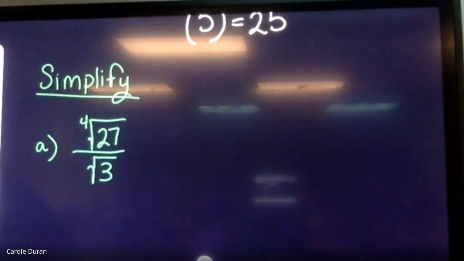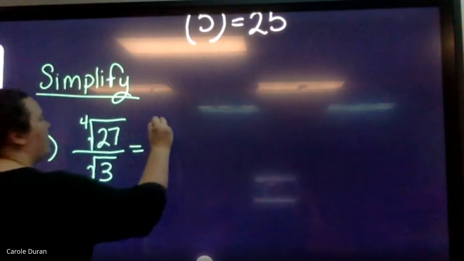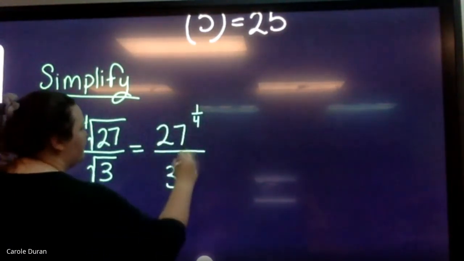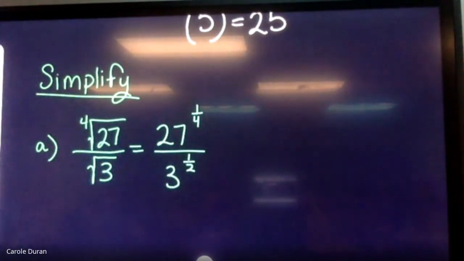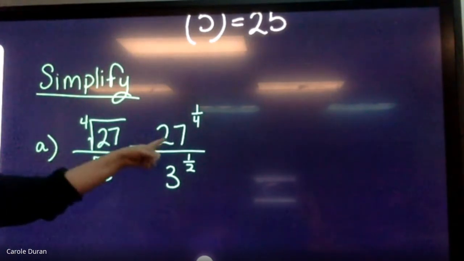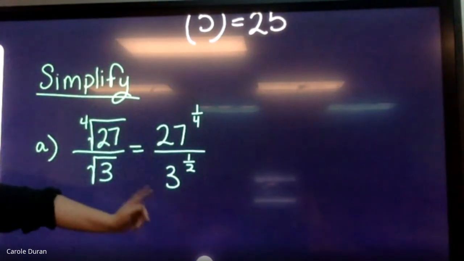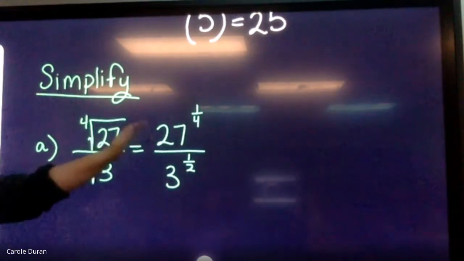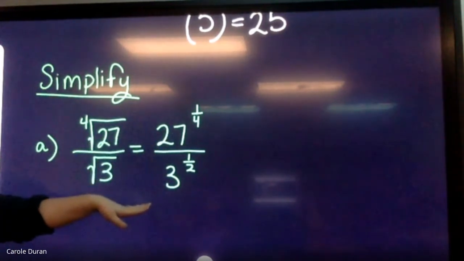The first thing we're going to do is rewrite these in exponential form, because it's really easy for me to combine terms that have exponents in them rather than radicals. So the first thing I'm going to do is rewrite the 4th root of 27 as 27 to the 1/4 power, and the square root of 3 as 3 to the 1/2 power. The only way I can combine these is if they both have the same base number. Right now, this one has a base of 27. This one has a base of 3. So I need to ask myself, is there any way that I can rewrite 27 with a base of 3?